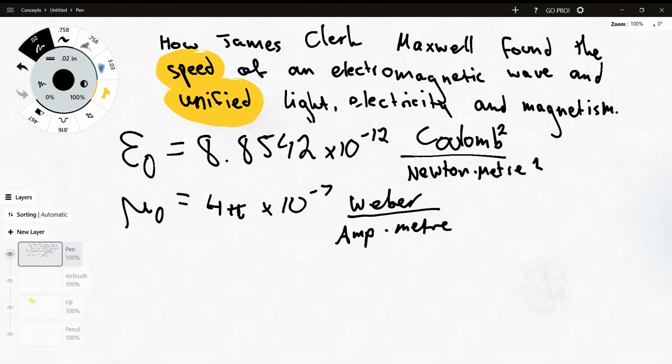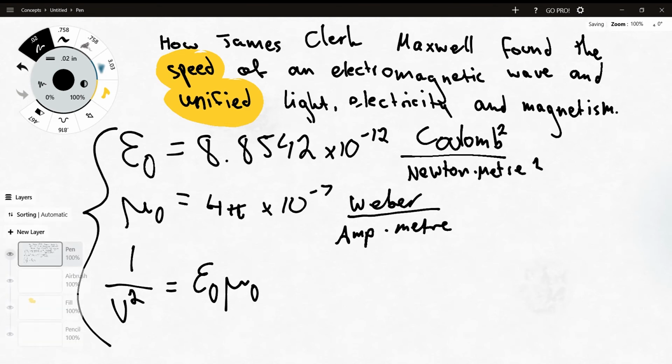And this is essentially one of the last equations which Maxwell got up to, which was 1 on v squared equals epsilon naught times mu naught. Now, what are we going to do with these three things? Well, we're going to figure out what the speed of light is by first figuring out the speed of an electric and magnetic wave.